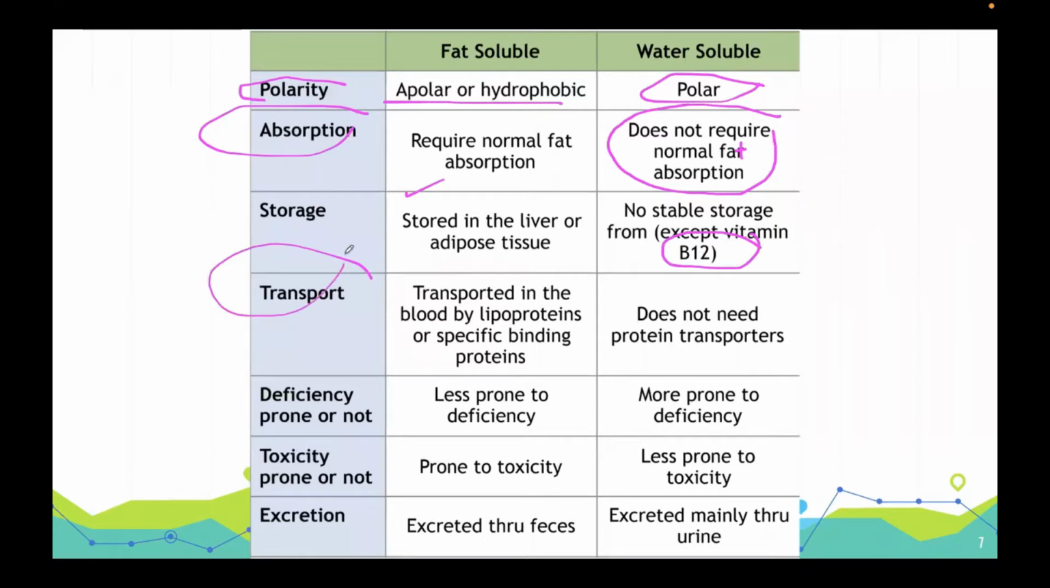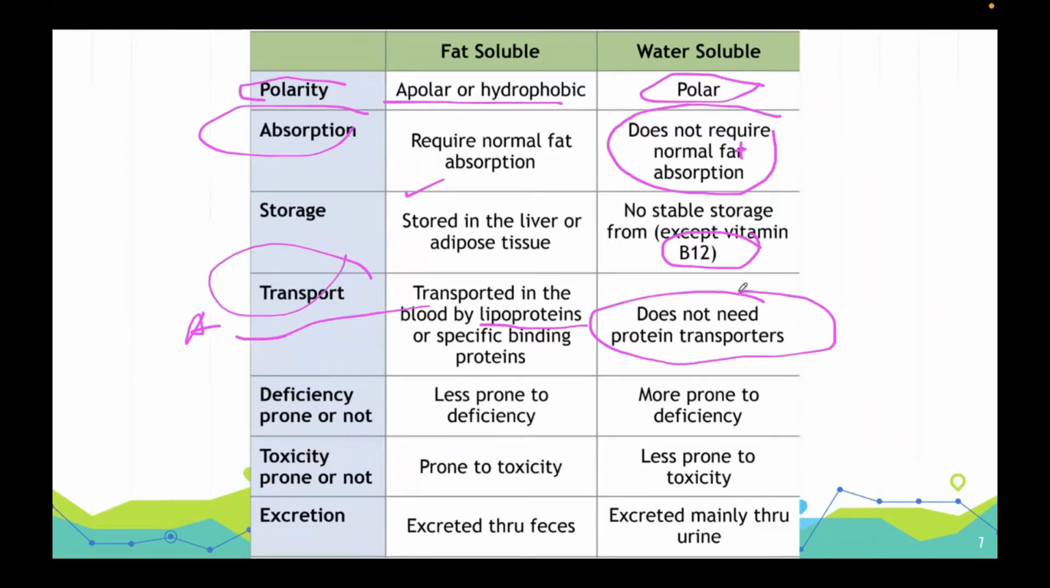Next, for the transport, your fat-soluble is transported in the blood by lipoproteins since they are fat-soluble, diba, si ADEK, they are transported in the blood by lipoproteins or specific binding proteins. Meanwhile, your water-soluble, being a water-soluble substance, they do not require your protein transporters. Kasi nga, water-soluble sila. Next, for the deficiency, your fat-soluble vitamins, they are less prone to deficiency. Pag yung mga water-soluble natin, they are more prone to deficiency. So makikita niyo po later on kung bakit.